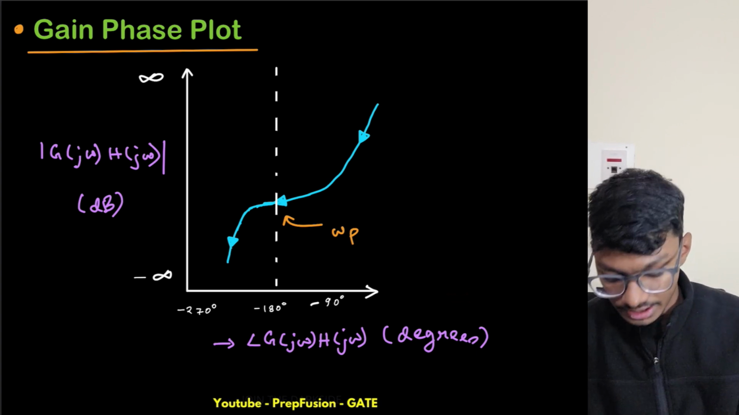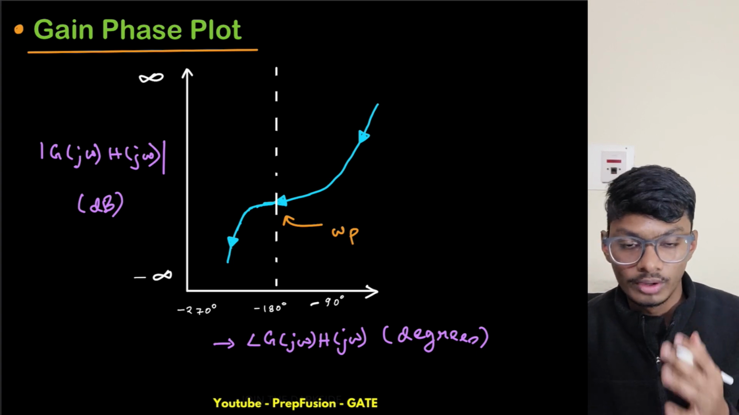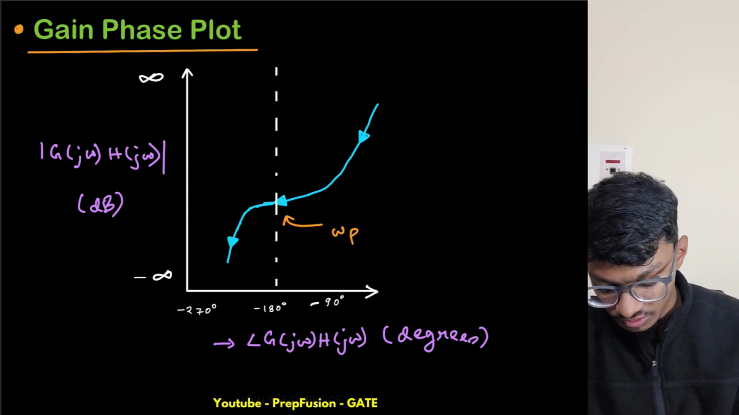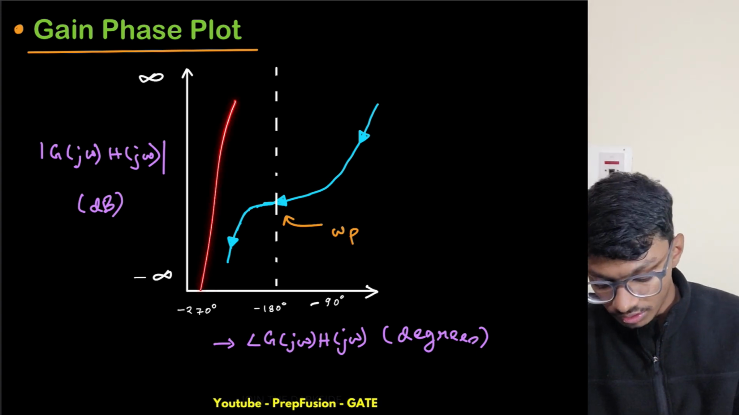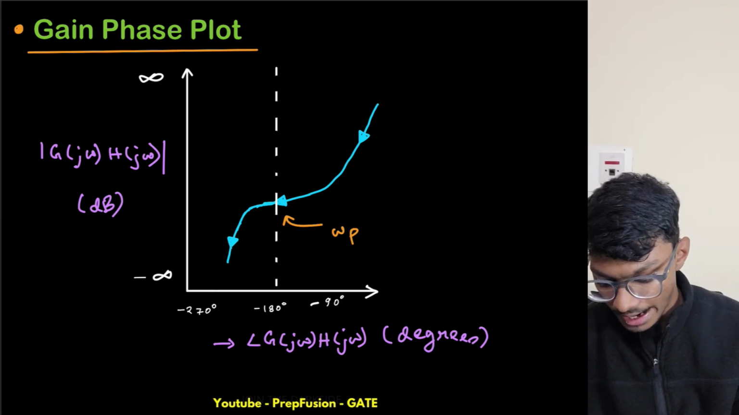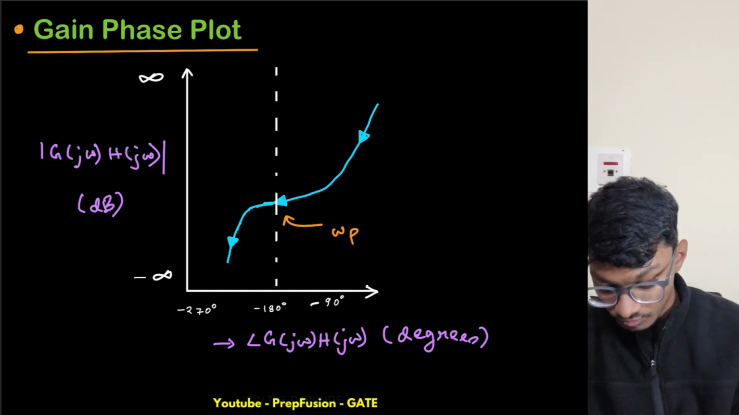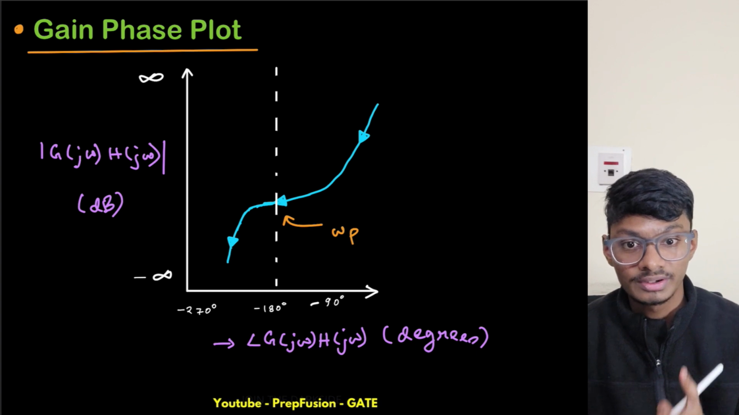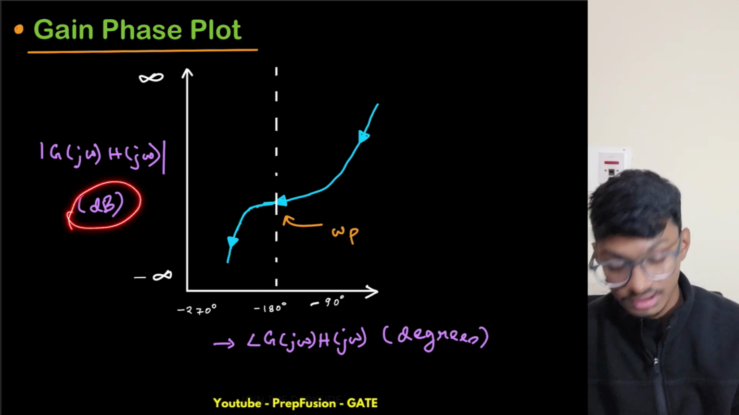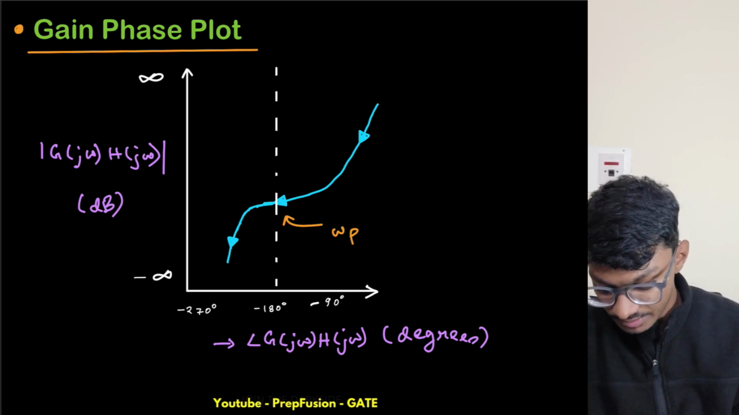But the area I'm interested in is only in between these, because the phase of my OLTF lies between minus 90 and minus 270 only. So I will only draw until this part. And what about my magnitude? The magnitude varies from infinity to minus infinity, so I had to draw the whole part. But you might ask, how can gain be minus infinity? Just remember, it is in dBs, not in normal absolute format.